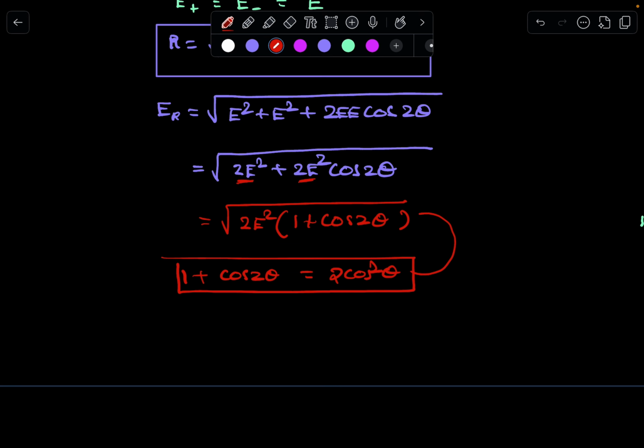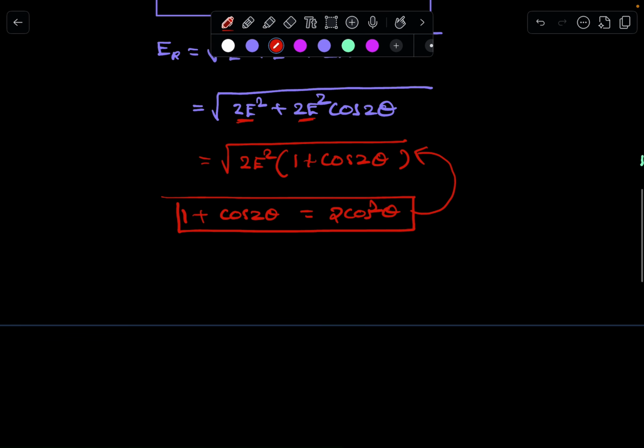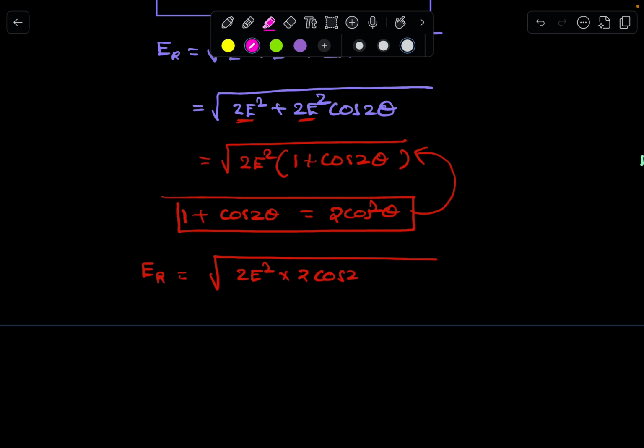Okay, so this formula I'm going to implement here. Resultant electric field is equal to under root 2E square into 2 cos square theta.